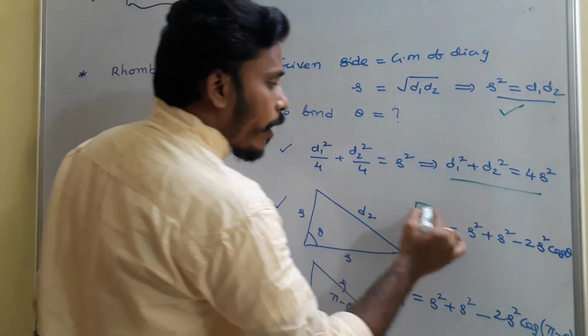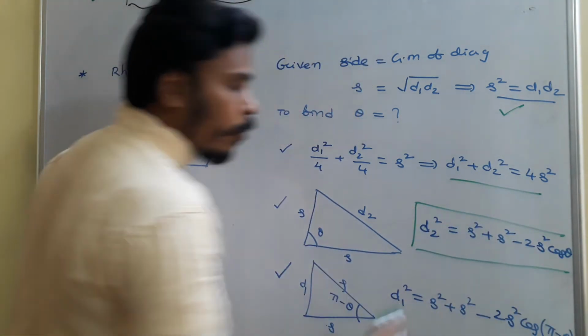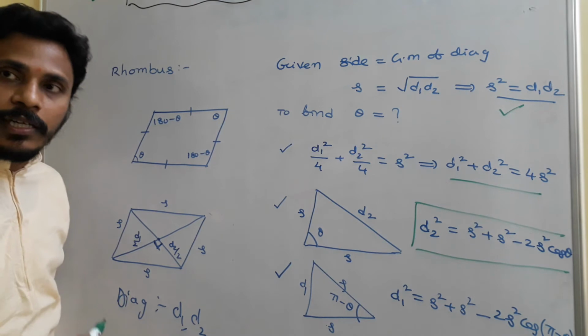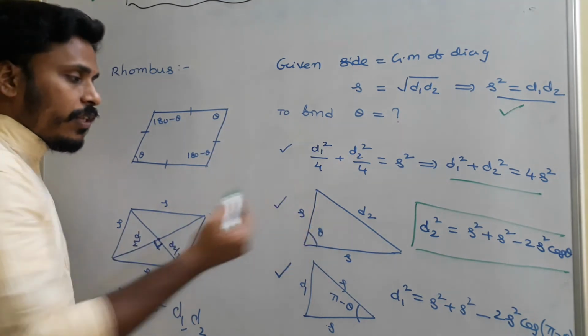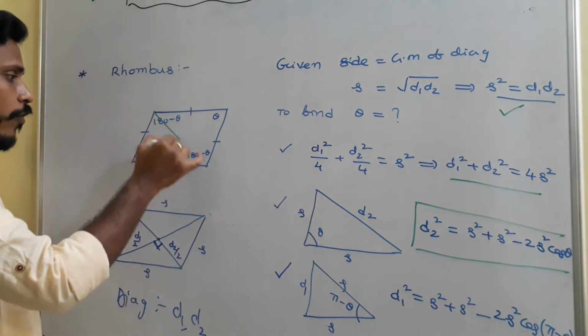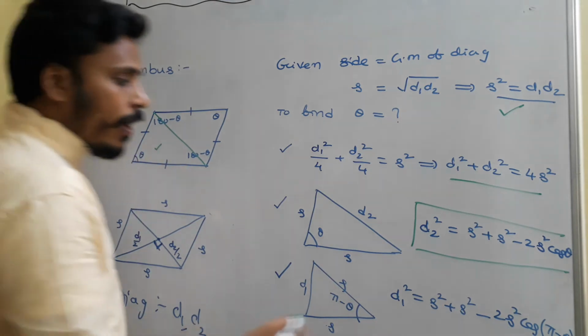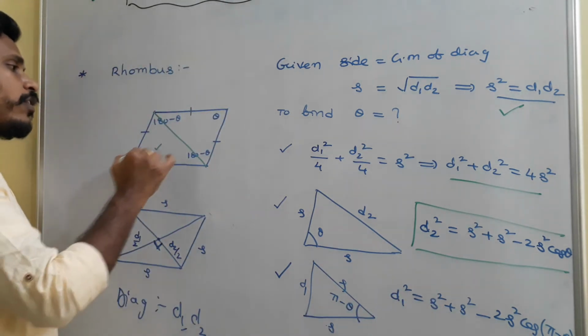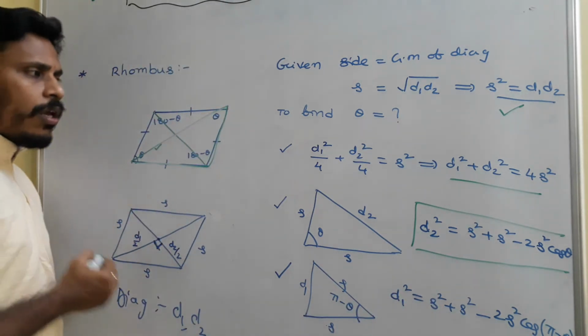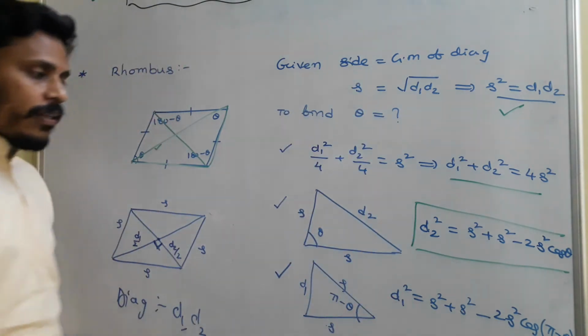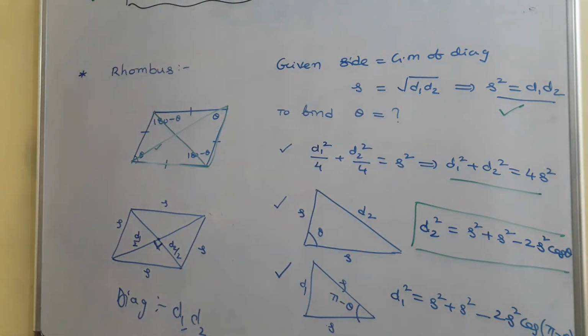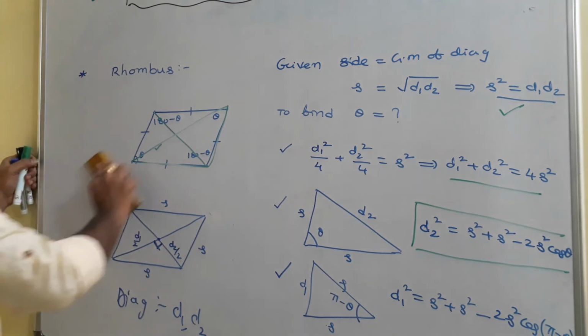And this d2 square is equal to s square plus s square minus 2s square cos theta, which is the cosine rule for this triangle. Suppose you draw it like this, for this triangle, the second thing is the cosine rule for this particular triangle. Now we need to combine all these things to find theta. So for the space concern, I am going to erase this part.